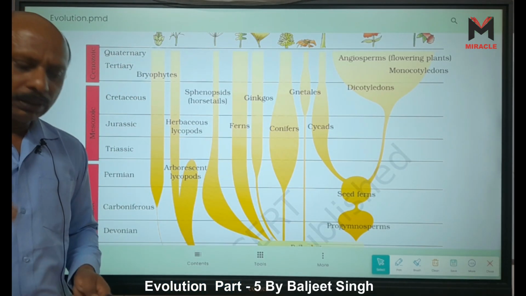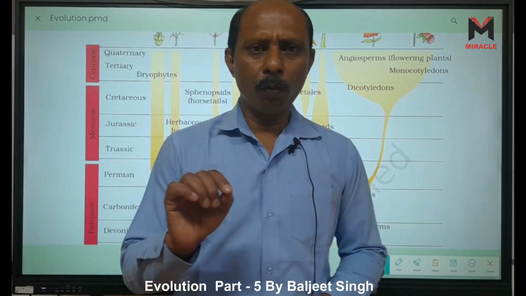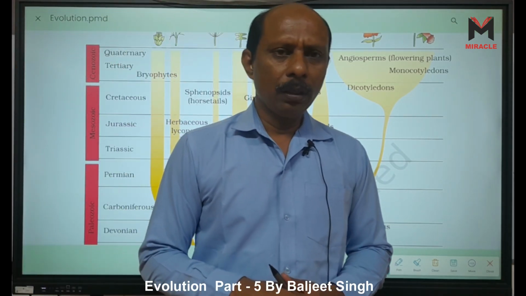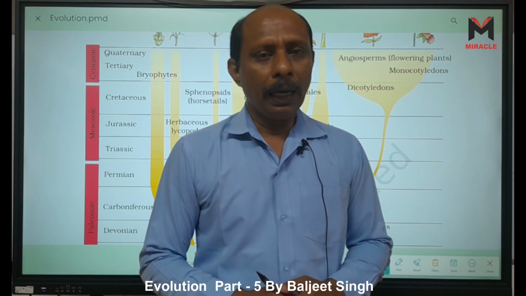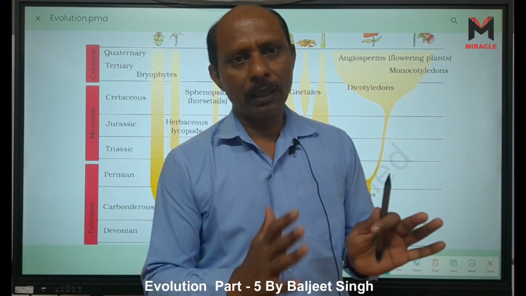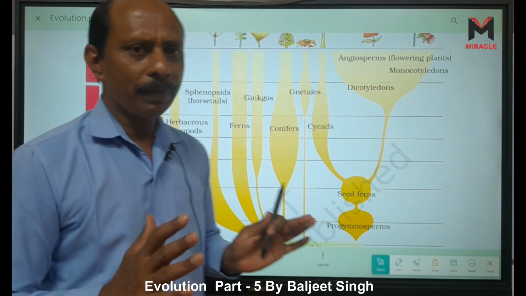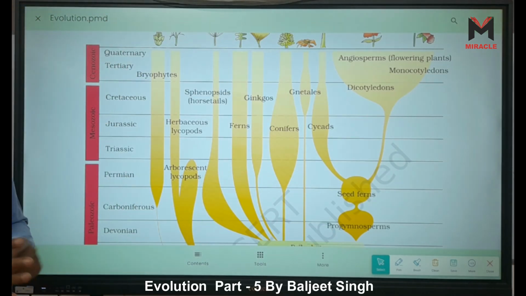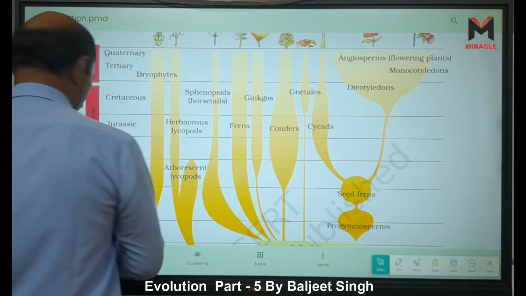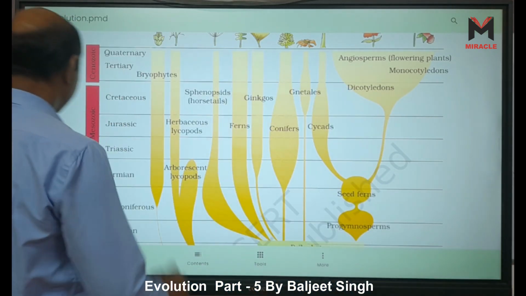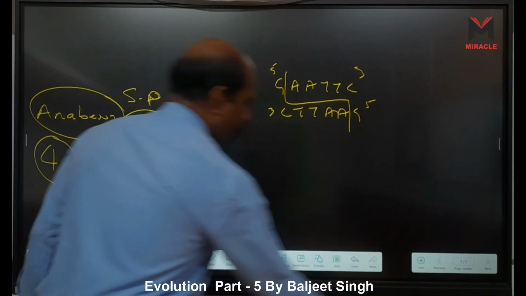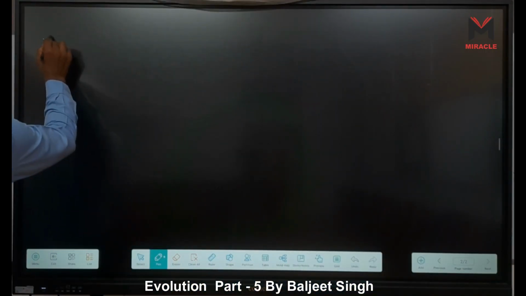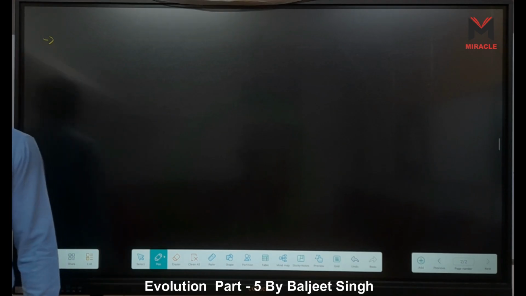Okay, we know our Earth was formed 4.5 billion years ago, and these 4.5 billion years are divided into how many? It is divided into 6 eras. First, I think I should tell you, then we start this. We can say here the time scale, that is the geological time scale.